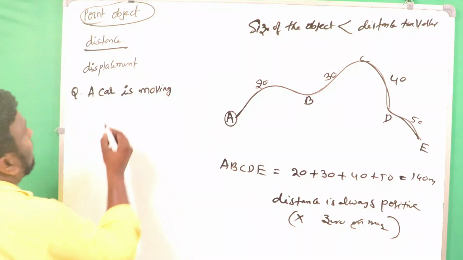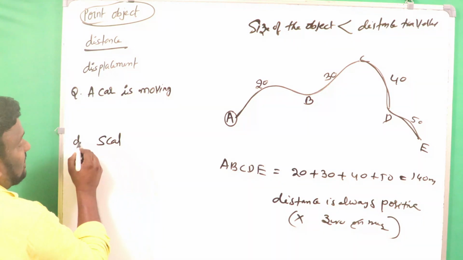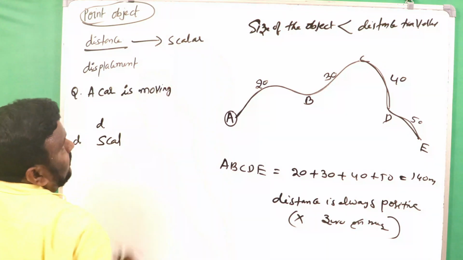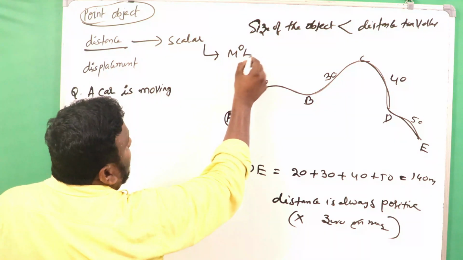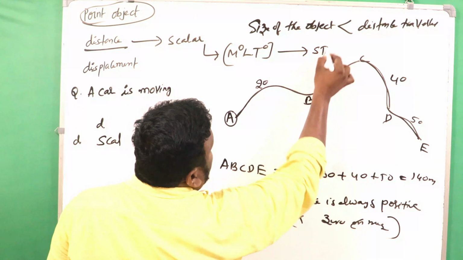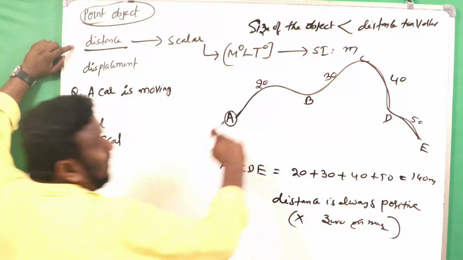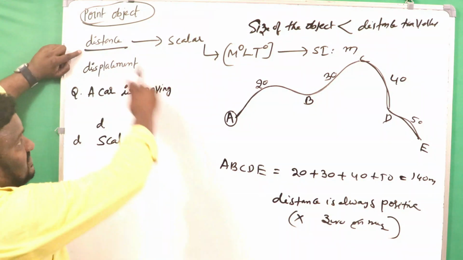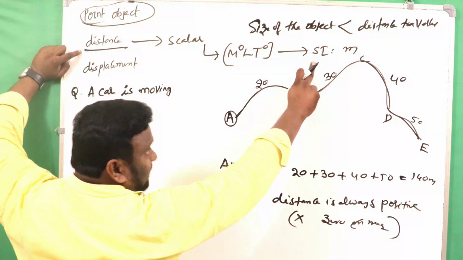That's how to remember: distance is always positive. And you have to remember, distance is a scalar quantity. The dimension formula is M to the power of 0, L, T to the power of 0, and the unit is the SI unit, meter. Clear? Distance is the path followed by the body in its motion, distance is a scalar, its dimension formula is L, and its unit is meter.